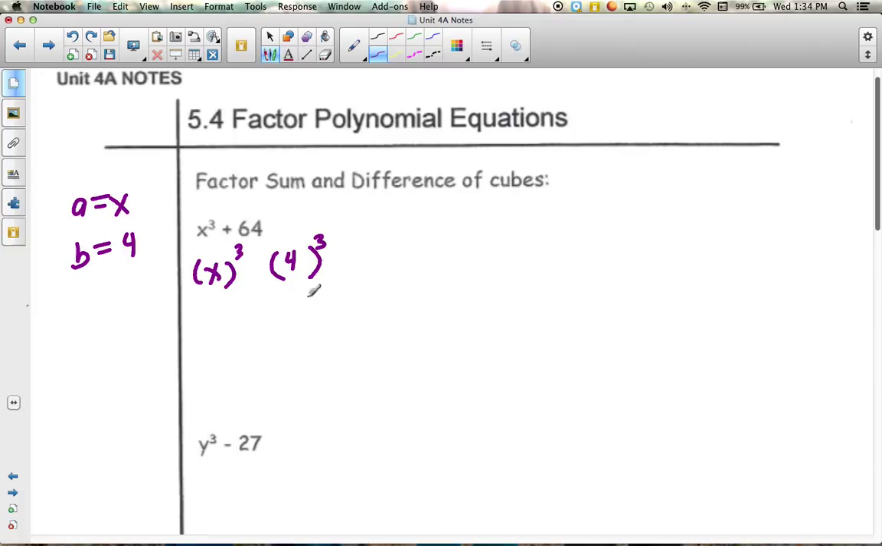All right. So that's one way you can do it. If you can identify your a and your b, just plug in the numbers. Now, I'm going to think of this x cubed as x times x times x, and I'm going to think of the 64, or this 4 cubed, as 4 times 4 times 4. And I'm going to draw a box. We're going to call this our SOAP box.